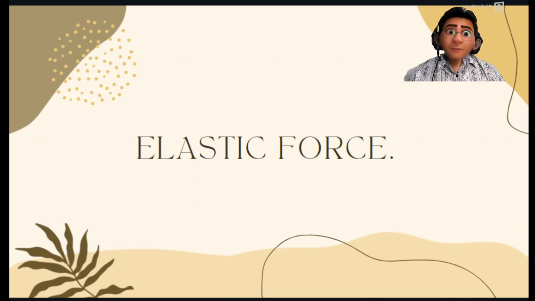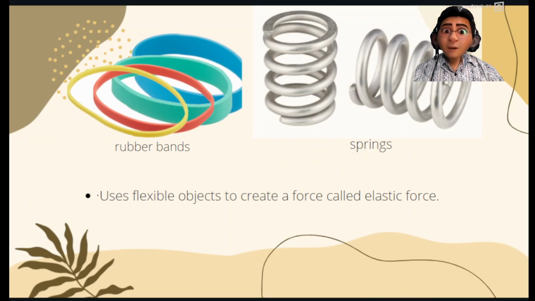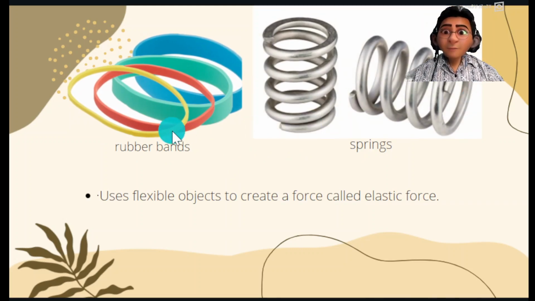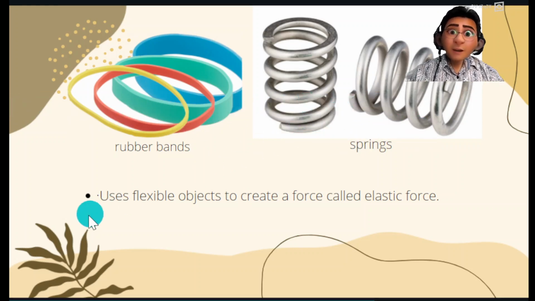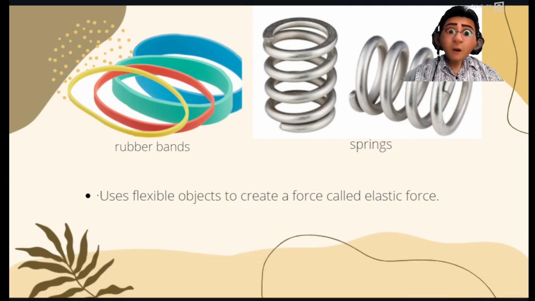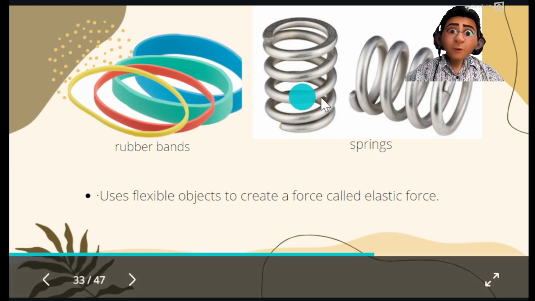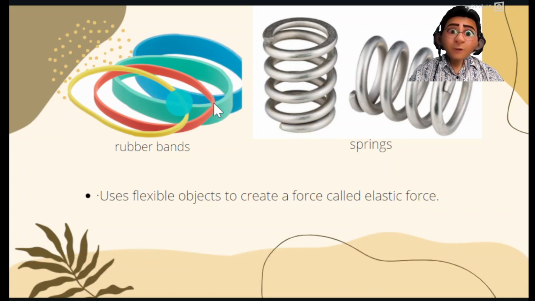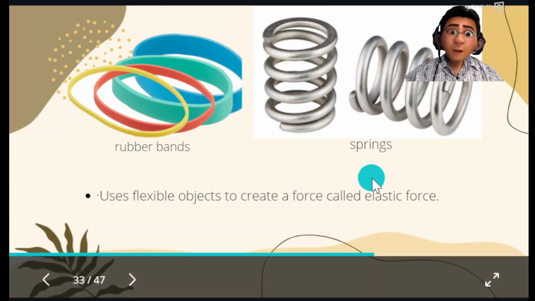So the next force is elastic force. Here, rubber bands are elastic, springs are elastic. Elastic force uses flexible objects to create a force called elastic force. The best example would be these two, and you use these two things in many ways at home.